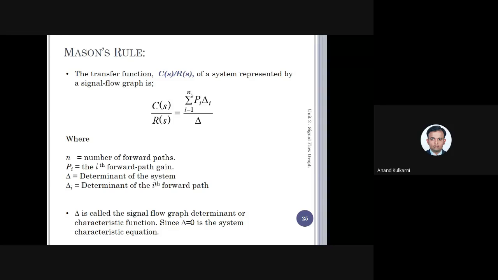Where n is nothing but the number of forward paths, Pi is the ith forward path gain, delta is the determinant of the system, and delta I is the determinant of the ith forward path. Only note down this; I'll explain it later. N is the number of forward paths. Pi is the ith forward path gain. Delta is the determinant of the system. Delta I is the determinant of the ith forward path.